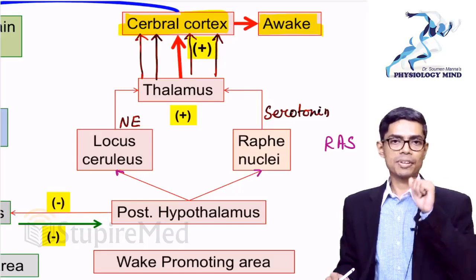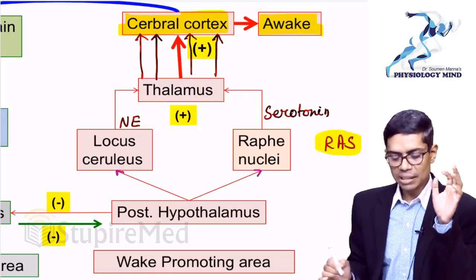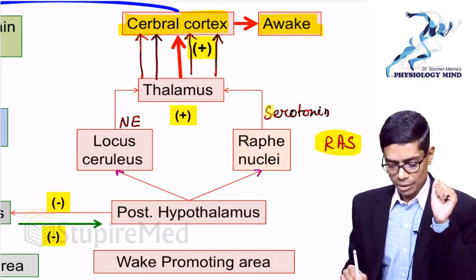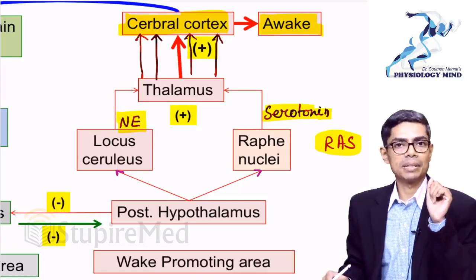So how is the posterior hypothalamus keeping you awake? By secreting these neurotransmitters, serotonin and norepinephrine, at the level of the reticular activating system. They are stimulating your cerebral cortex.